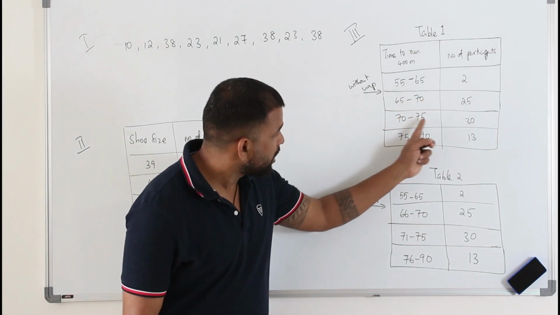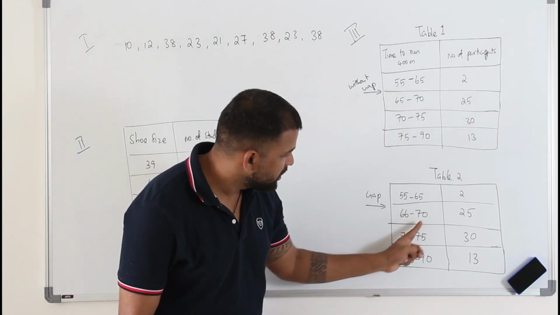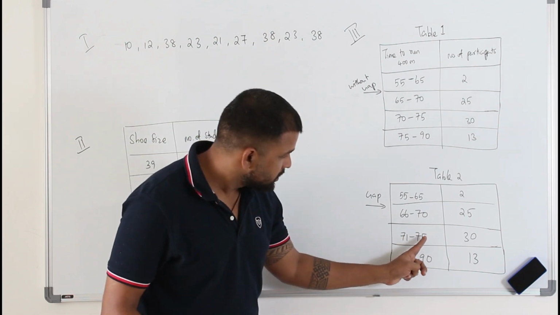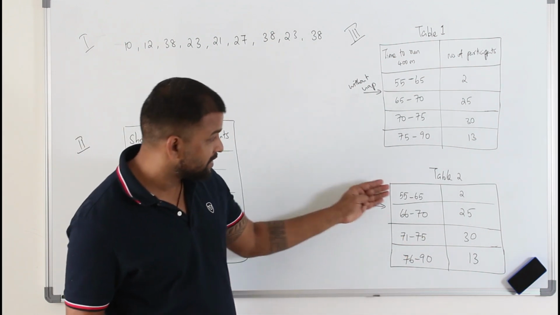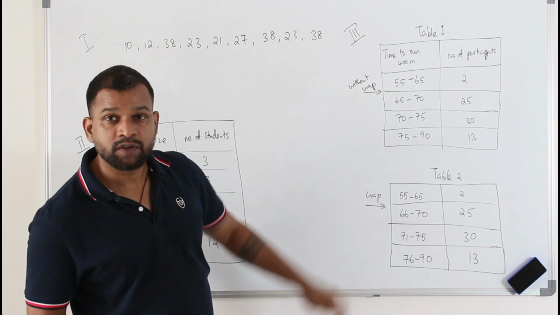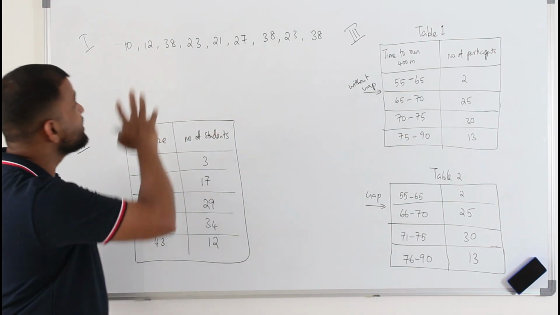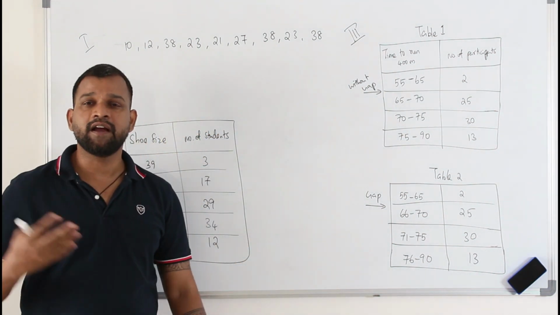Here, no gap, as you can see. Here, 70, the next one starts from 71. 75, the next one starts from 76. There is a gap here. So there are two types of table here. So these are the three types of data you might come across.